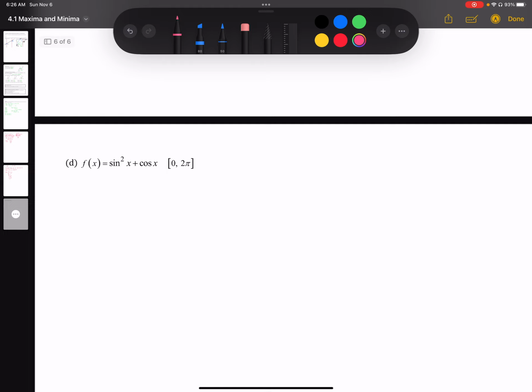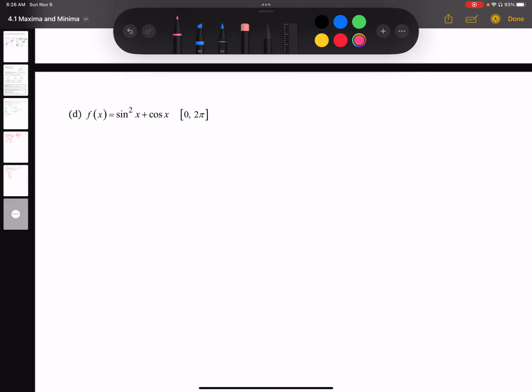All right, so last is, and we'll trust that this one is true without actually looking at the graph, even though I do have the graph. All right, so we got this trig function on the interval 0 to 2 pi. So f of 0 is the sine of 0 squared plus the cosine of 0. The sine of 0 is 0, cosine of 0 is 1, so 0 plus 1 is 1. And similar for 2 pi is the sine of 2 pi squared plus the cosine of 2 pi, which is 1 as well.